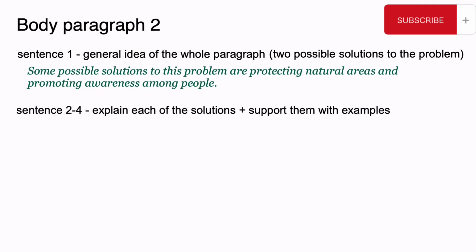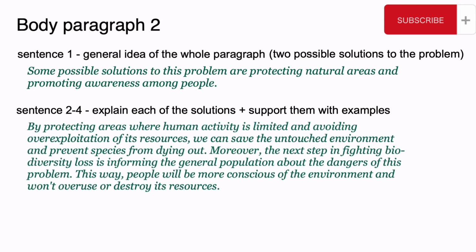After that, we explain each of the solutions and support them with examples when it's possible. Here's how I wrote this block of text. By protecting areas where human activity is limited and avoiding overexploitation of its resources, we can save the untouched environment and prevent species from dying out. Moreover, the next step in fighting biodiversity loss is informing the general population about the dangers of this problem. This way, people will be more conscious of the environment and won't overuse or destroy its resources.